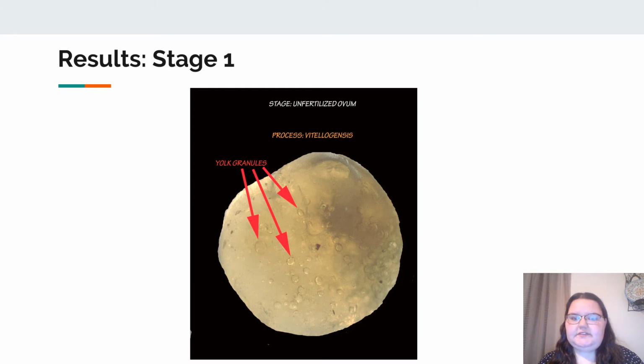We were able to classify 7 stages of development for mollies in this experiment. And the first stage was the unfertilized egg. The process that is occurring in this stage is vitellogenesis, which occurs when yolk granules are deposited, and this creates a barrier for the embryo and eventually will be food for the embryo once it is fertilized.